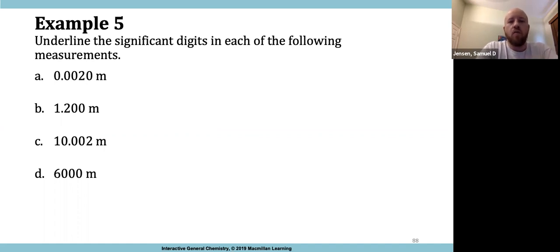So here the question is just really how many significant figures, how many significant digits are there in each one of these? In A, the leading zeros are not significant, so it's only the 2 and the 0. So it's 2. In B, all of those numbers are significant because anything after the first real number is significant. In C, all of those are important because even zeros that are in between two numbers are considered significant.